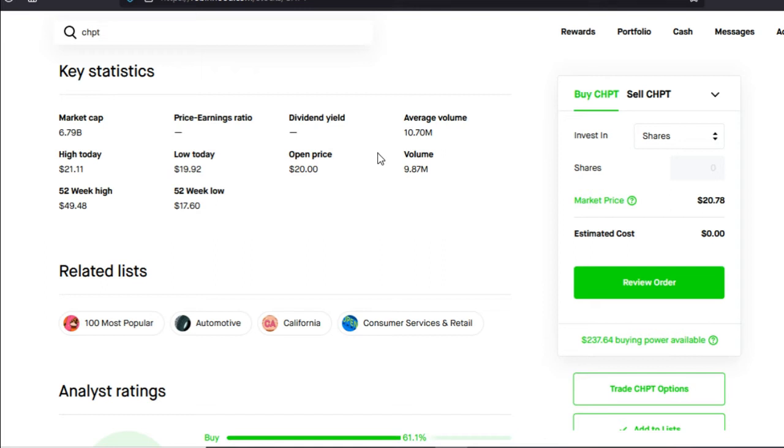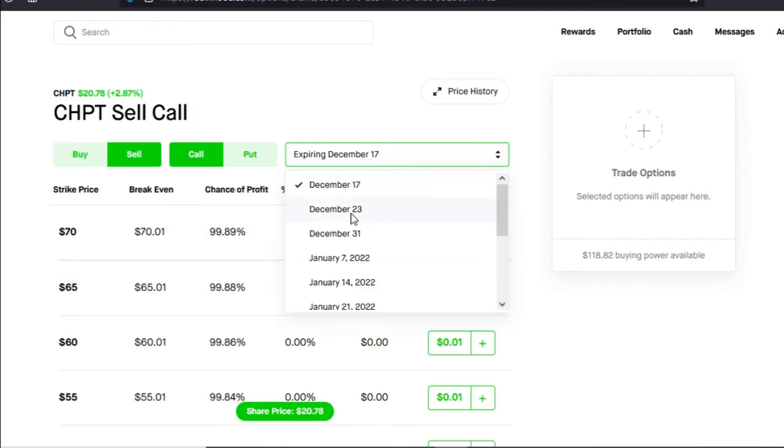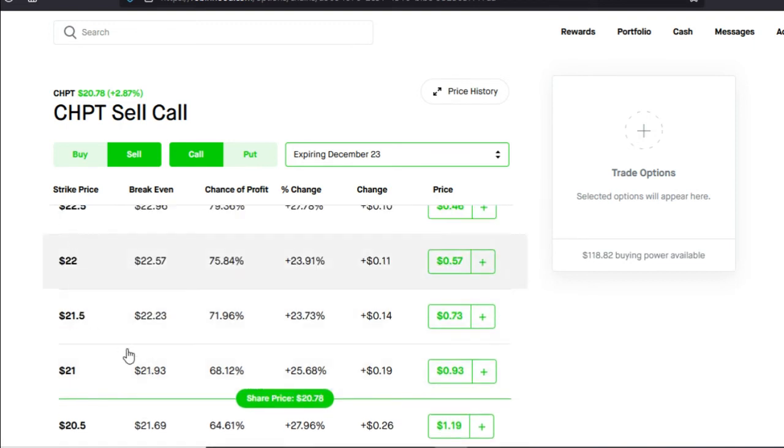Now let's go to criteria number 3. Criteria number 3 is going to be the chance of profitability. Now we're on ChargePoint, so we're going to continue using ChargePoint. Let's go to trade ChargePoint options, and once again we're going to pretend we're going to be selling a covered call. So let's go to sell and call, and let's choose the same strike date of December 17th. Now let's look at the strike prices right above the share price.